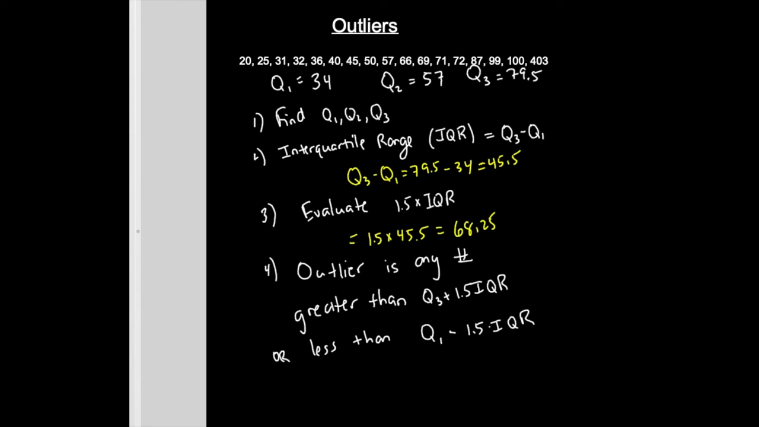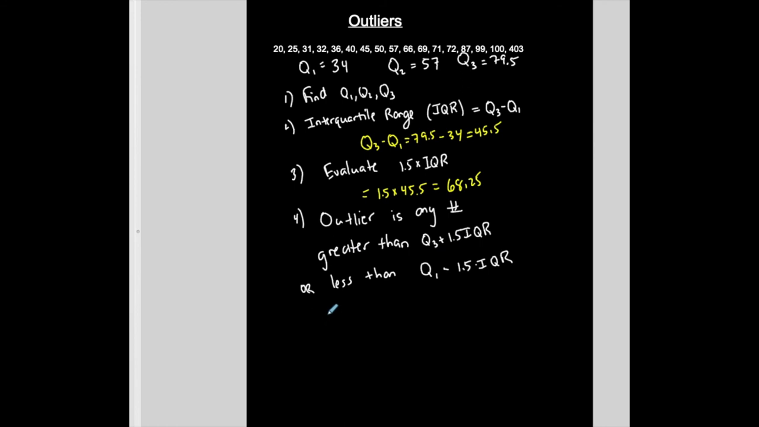So let me calculate that. Let me do the first one. Q1 minus 1.5 times IQR. Let me start there, because that's the smallest number. Q1, what was that? 34 minus 1.5 times IQR, what was it? 68.25. So this is going to be a negative number. 34 minus 68.25 is negative 34.25. Let me calculate real quick before I talk about it.